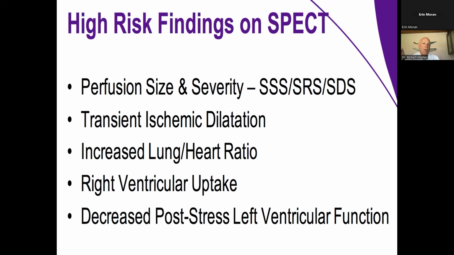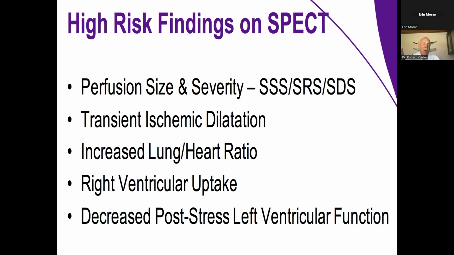Increased lung to heart ratio. If you're having trouble seeing the image of increased lung uptake, basically what that means is the person has gone into mild pulmonary edema, mild heart failure with exercise, and you only see that with multivessel disease typically, or left main disease. If you see uptake in the right ventricle, that's typically something you see with right ventricular ischemia. And another finding is decreased post-stress left ventricular function.